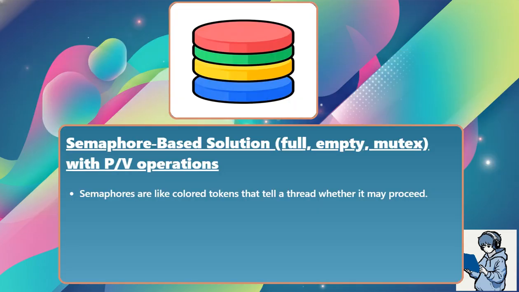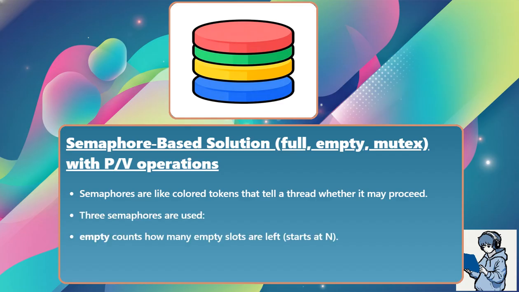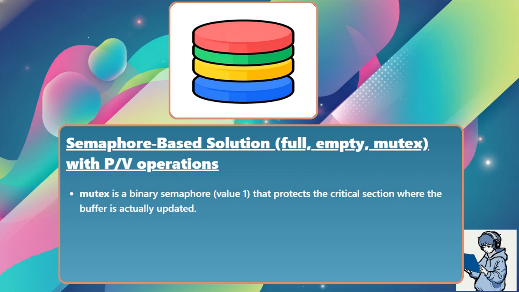Semaphores are like colored tokens that tell a thread whether it may proceed. Three semaphores are used. Empty counts how many empty slots are left, and starts at n. Full counts how many filled slots exist, and starts at 0. Mutex is a binary semaphore, value 1, that protects the critical section where the buffer is actually updated.